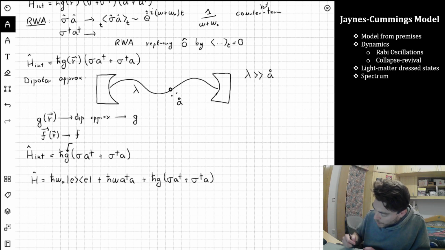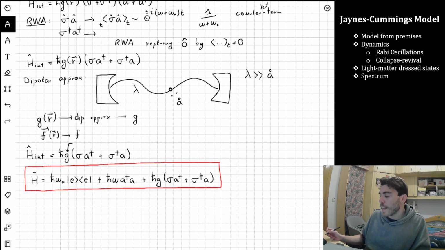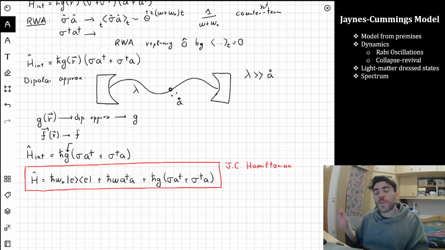This is called the Jaynes-Cummings Hamiltonian. And this is the Hamiltonian that we will consider in the rest, and that we will try to analyze and study. This is the first part of this video, which was deriving this Hamiltonian and justifying why it has the form that it has.